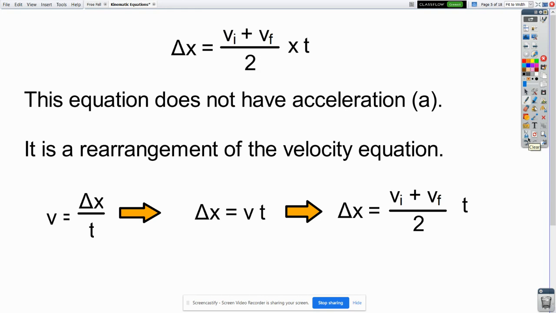Again, this is a simpler one to derive. This is just a rearrangement of the velocity equation. This is the velocity equation that we learned. Velocity equals delta x over t, or velocity equals the displacement divided by time. First thing we do is rearrange it so we solve for delta x. To do that, we multiply both sides by t. That leaves us with delta x equals v times t. This number right here is really an average velocity.